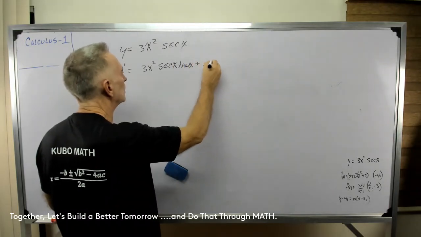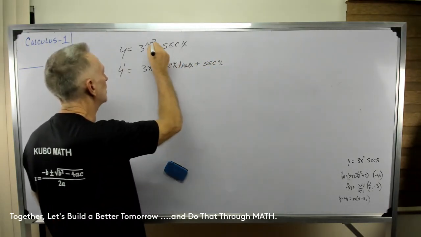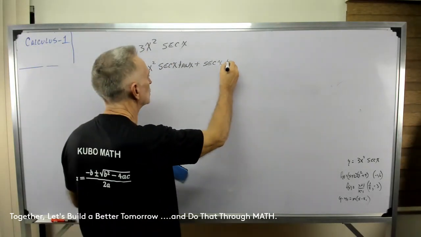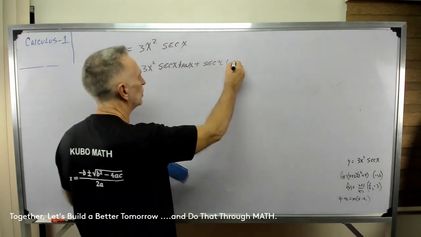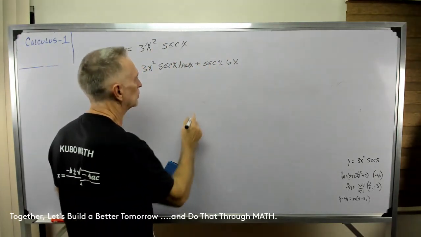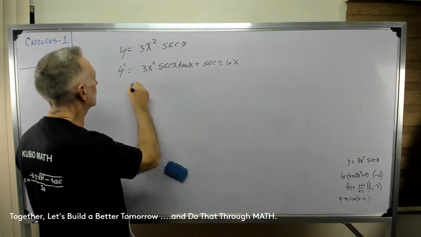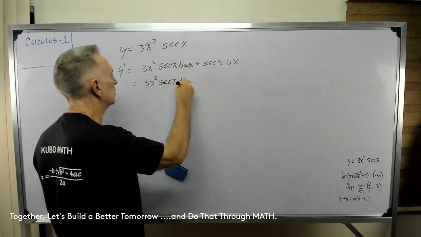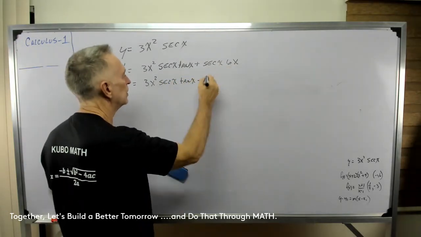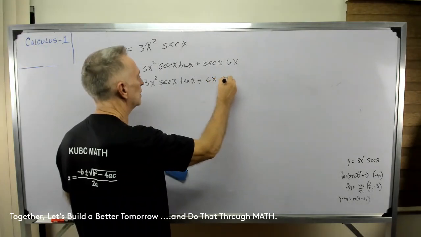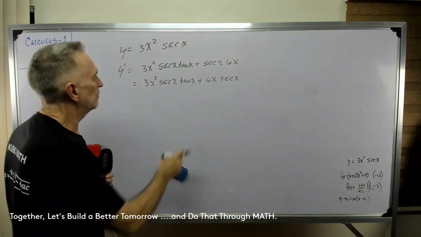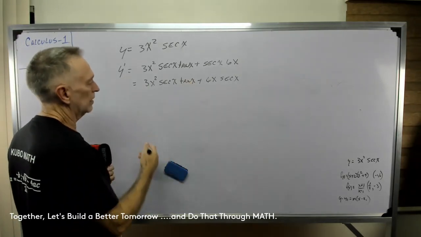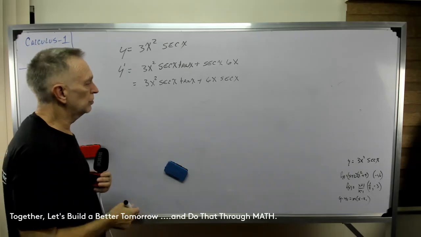Plus the second one, secant x, times the derivative of the first one. Bring the 2 down. 2 times 3 is 6. x to the 2 minus 1, which is just x to the first. Okay, so I've got 3x squared secant x tangent x plus 6x secant x. Now obviously we could factor secant x and 3x out of that. So other things we could do to reduce.